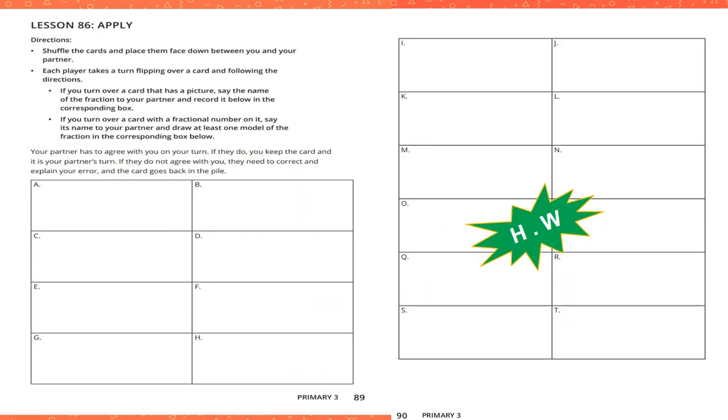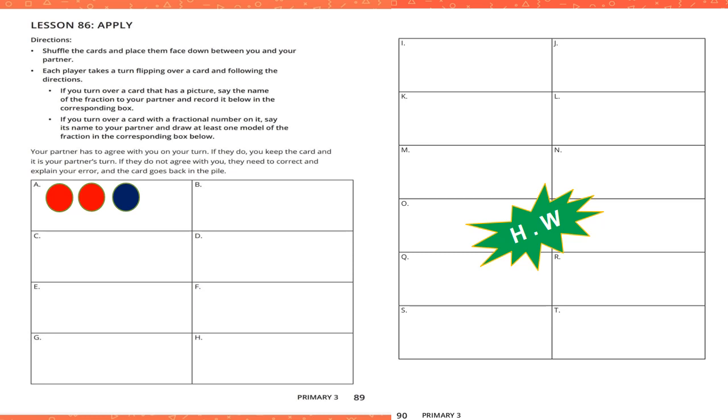Let's start lesson 86, the apply part. We have a game and cards, and we want to open each card. Let's open the first card here. We have a set of circles. 2 are red and 1 is blue. The question in this card: what is the fraction of red circles?